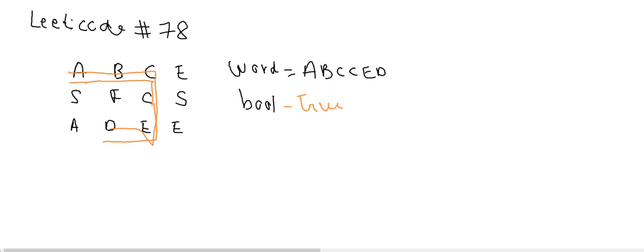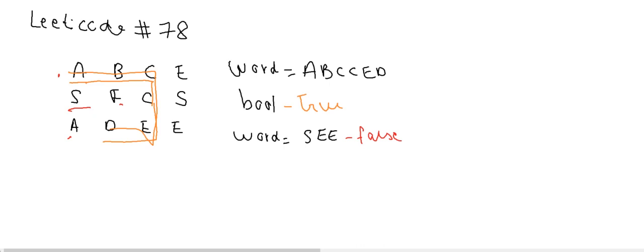Okay, let's take another example. So here you are given a grid A, B, C, F, S. Let's assume that it's the same grid, but this time you need to search a different word, which is S, E, E. So if you look in this grid, we have S, but if we look at the neighbors of S, the neighbors of S are A, F, A. We don't have E as one of the neighbors of S, so this is going to return false.